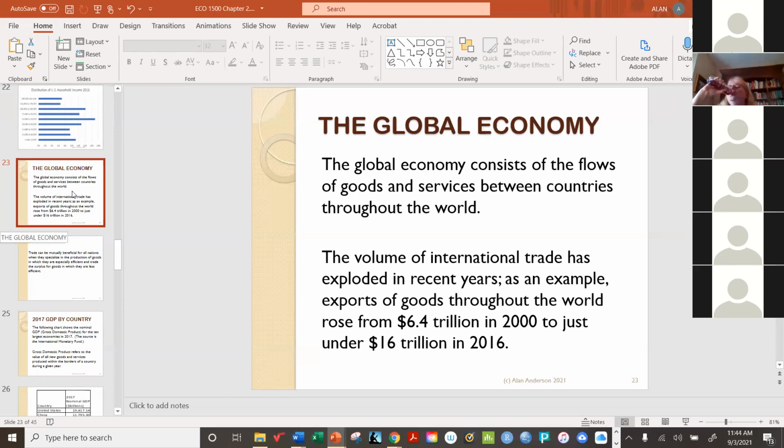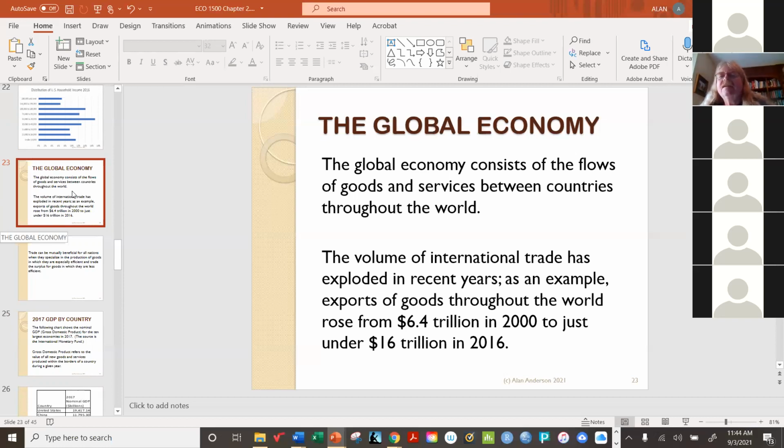Because some countries don't have the goods that other countries have, if you know what I mean. Yes. Like, for example, let's say the Caribbean, where there are fruits that don't grow in the United States. Right. That would be a good reason to trade.